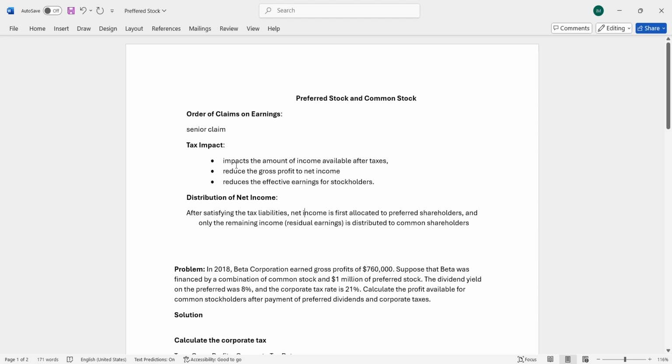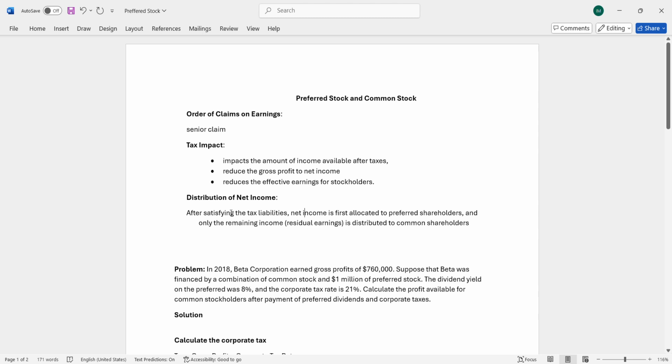As we know, the preferred stockholders have a senior claim on the earnings of the corporation compared to the common stockholder. Any earnings must first be used to satisfy the preferred dividends before considering the residual earnings for common stockholders. And there is also a tax impact on that. The corporate tax impacts the amount of income available after taxes, and it also reduces the gross profit to net income, and thus it reduces the effective earnings for the stockholders.